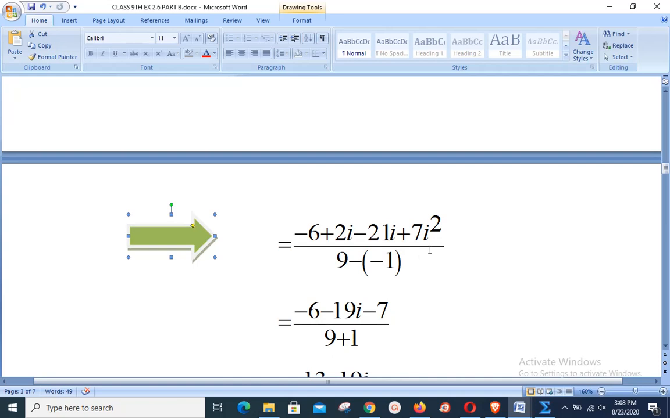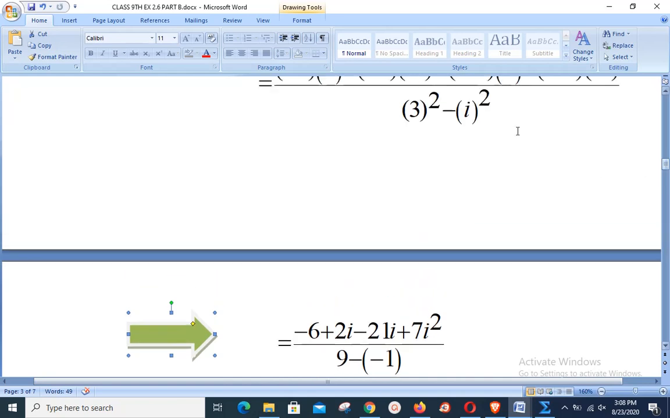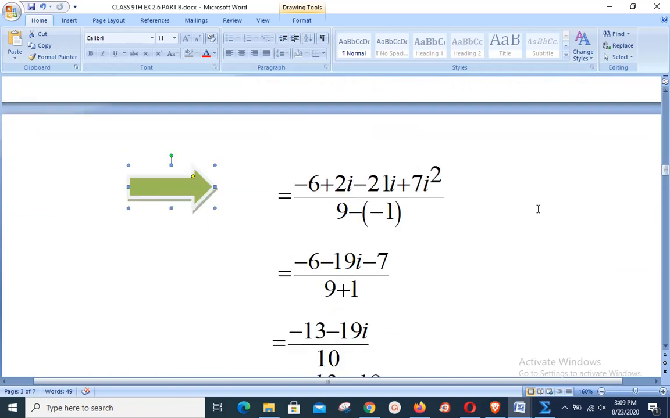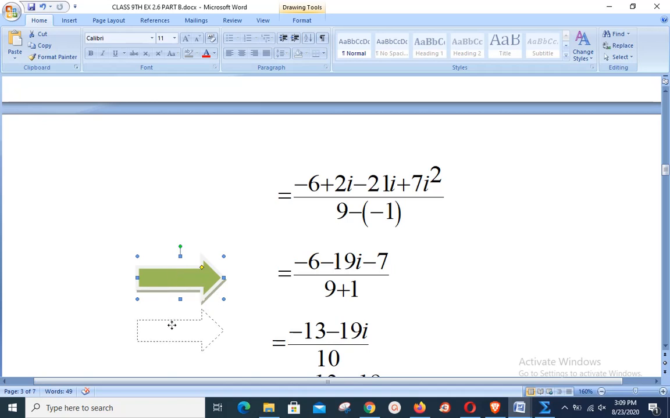Utilizing iota square is equal to minus 1 and using the denominator as a square minus b square, we have 3 whole square minus iota whole square, that gives us 9 minus into minus 1. At the place of numerator, simplification gives us minus 6, minus 7 and minus 19 iota, whole over 9 plus 1, 10.